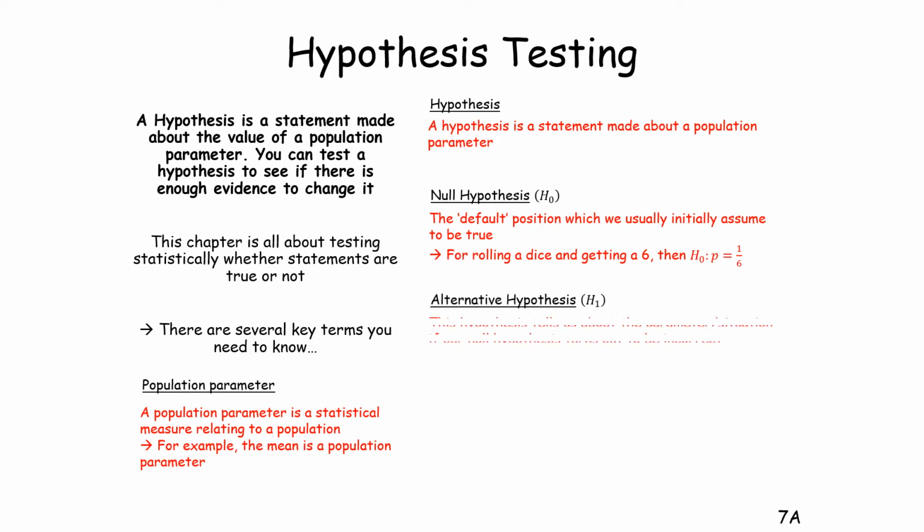An alternative hypothesis. This one tells us the hypothesis about the parameter or the situation if our null hypothesis turns out to be incorrect. So if our null hypothesis is incorrect, what are the alternatives? For example, if you're rolling a die and getting a 6, then the alternative hypothesis would be P not equal to 1/6.